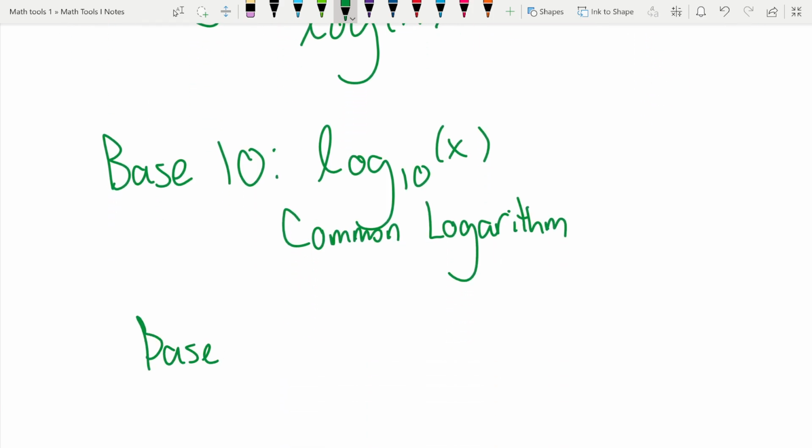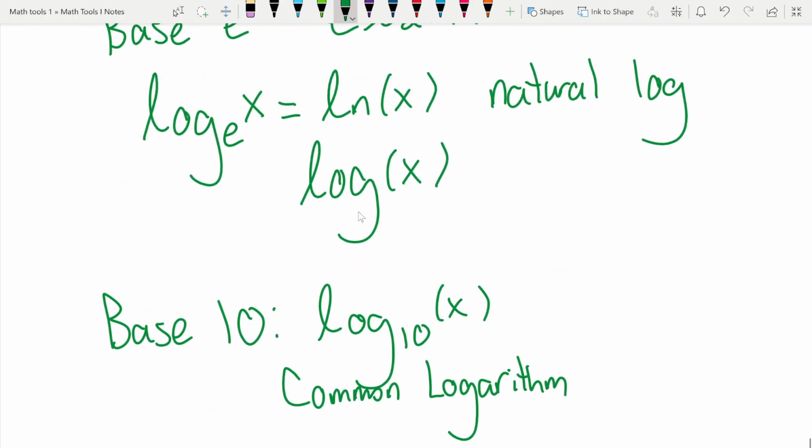Sometimes in computer science, you might use base 2. But that's not something that we'll really see too much. So that's probably the next most common one, though. But in general, like I said, we probably don't care what the base of the logarithm is. But if we do, it's probably because we need base e.